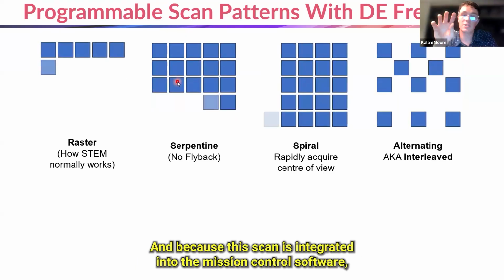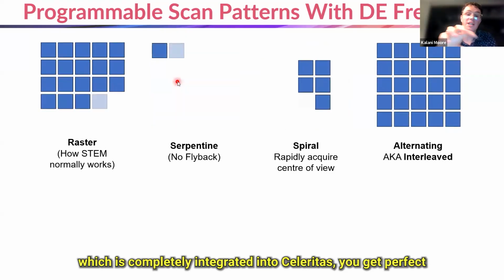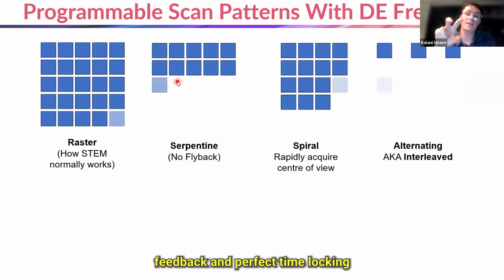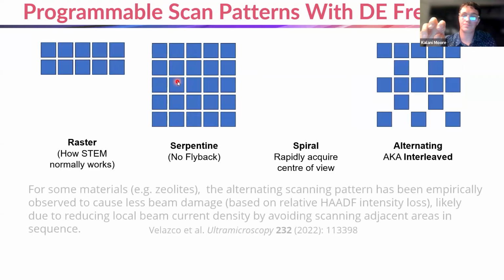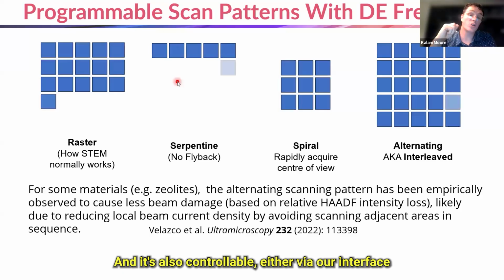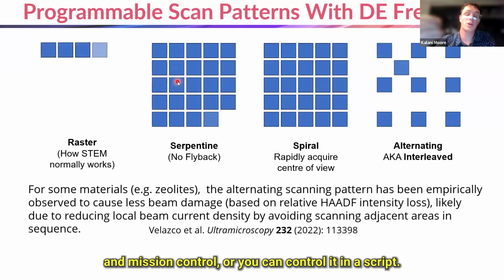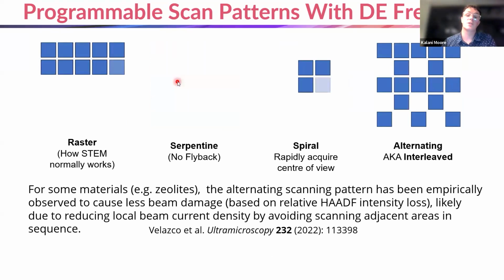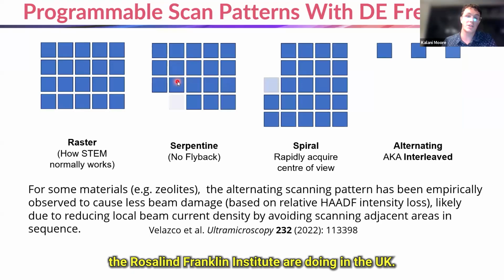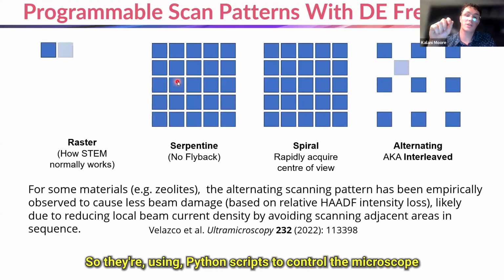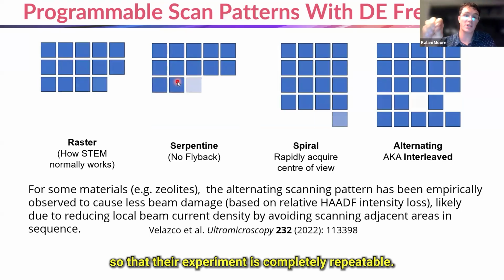And because Freescan is integrated into the Mission Control software, which is completely integrated into Celeritas, you get perfect feedback and perfect time locking between acquiring frames and the position of the beam. And that's really important. And it's also controllable either via our interface in Mission Control, or you can control it in a script. And so this is what the Rosalind Franklin Institute are doing in the UK. So they're using a Python script to control the microscope so that their experiment is completely repeatable.